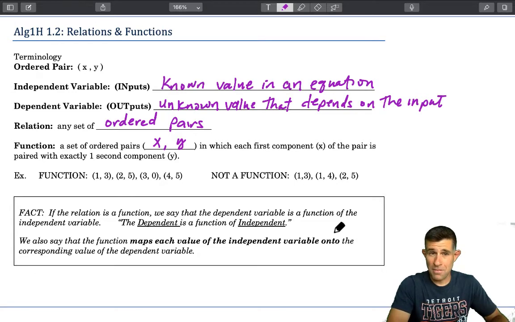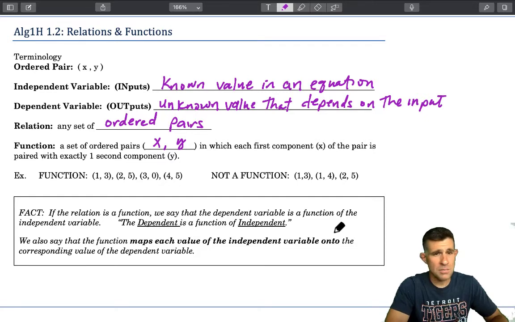Now, an independent variable, also known as your input, is the known value in an equation. It's going to have a specific value that we plug into that equation, and it's going to allow us to calculate the dependent variable, which is the output or the result of that equation. Now, it is the unknown value, and it is going to depend on what the input is.